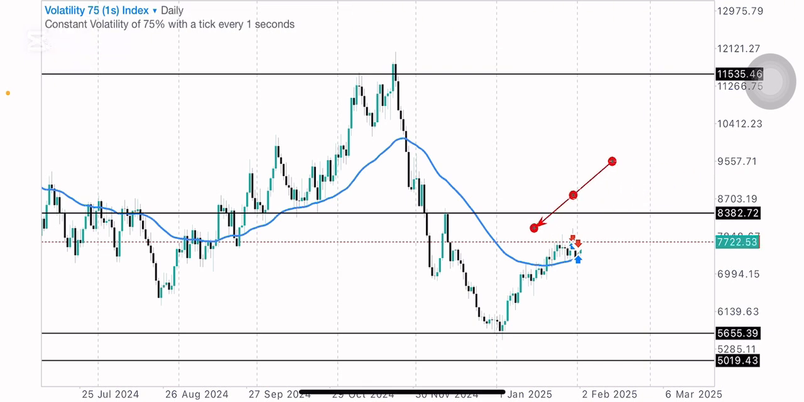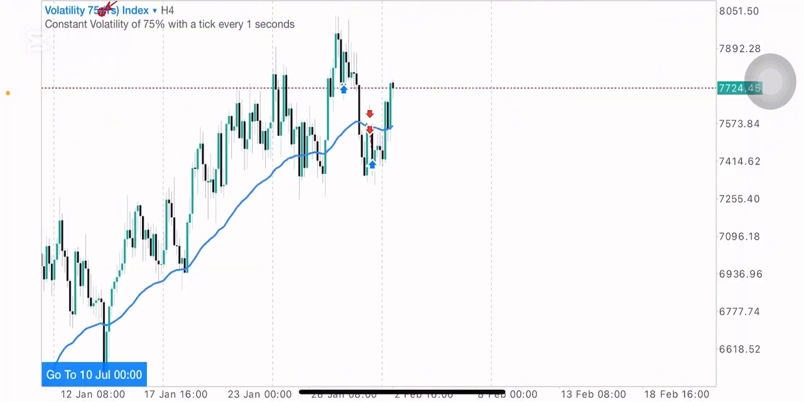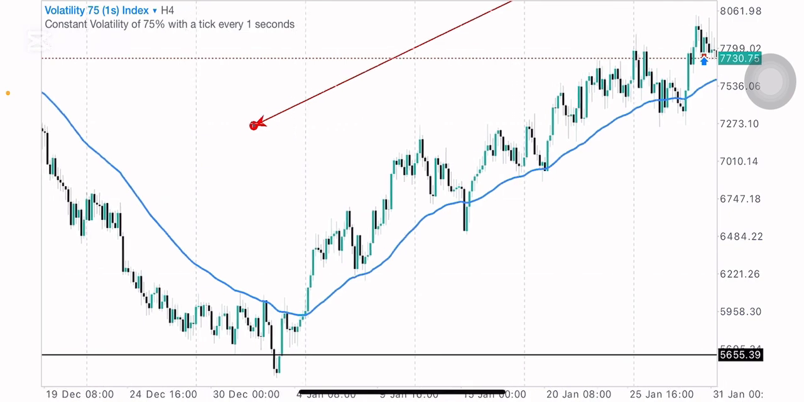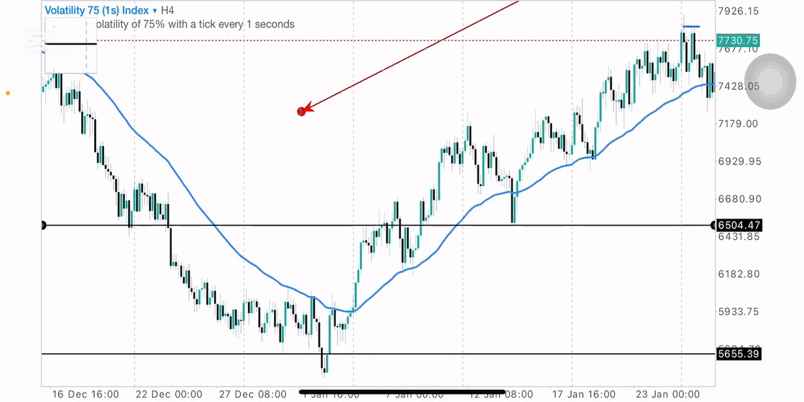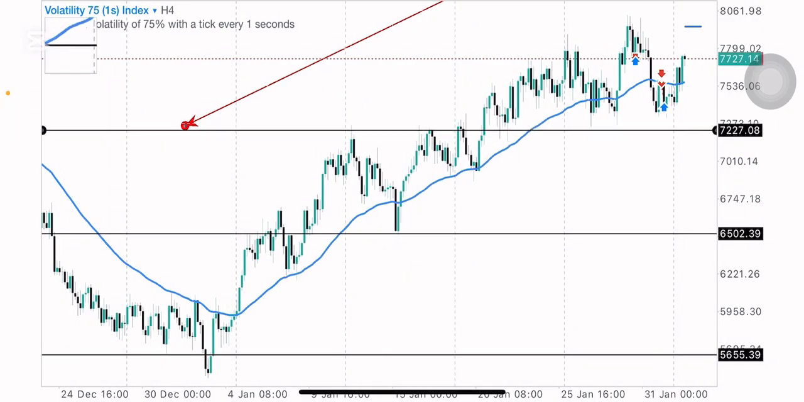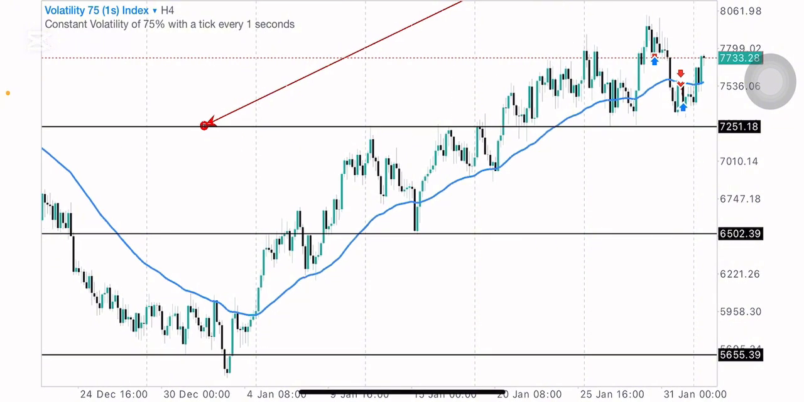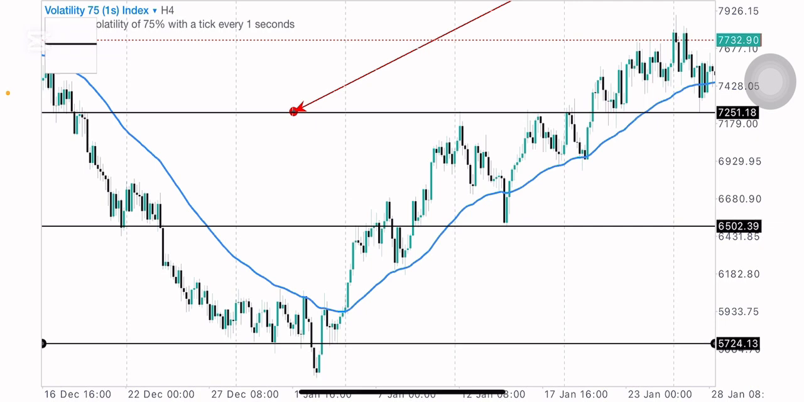Then let's go to H4. On the H4 time frame, this is what we have here. I think it's clearer now. Price has rejected it multiple times, and we also have this level, price has reacted there multiple times. Yeah, so this is a very significant level.